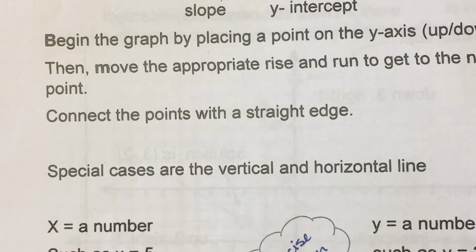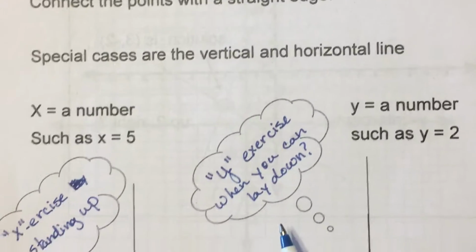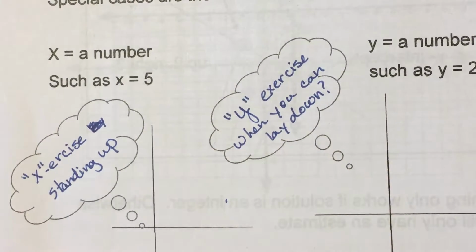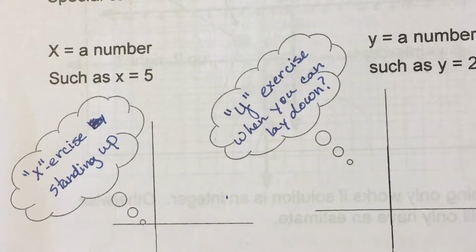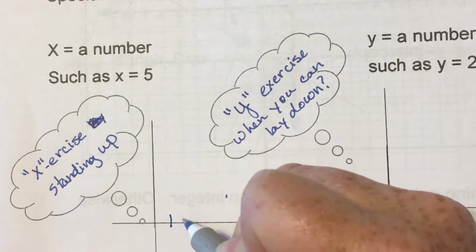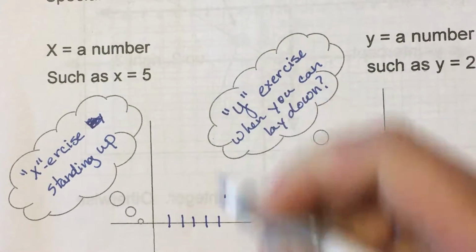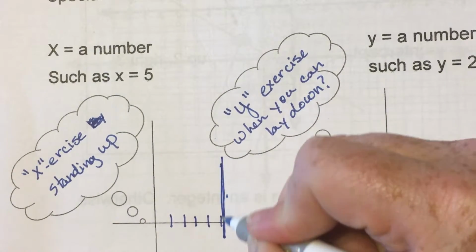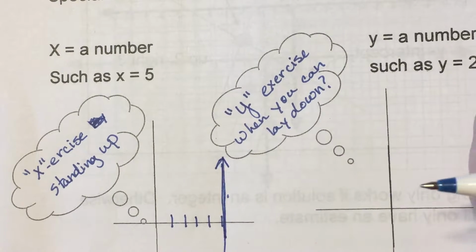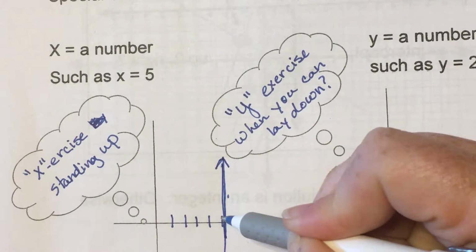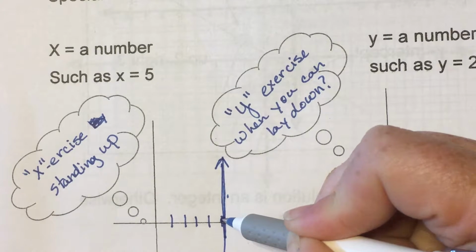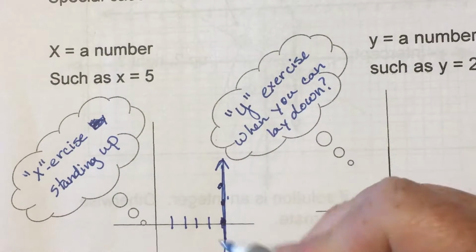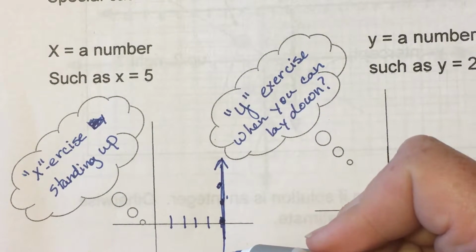But there's some special cases, and I want to talk about those before we go into graphing and finding solutions. If you have x as a number, such as x equals 5, you're going to want to graph where x equals 5. So I go where x equals 5, 1, 2, 3, 4, 5, and I'm just going to draw a vertical line right through there. What that tells me is that everywhere on here, the x is 5. So 5, 0 here, 5, 1 here, 5, 2 here, etc. So everywhere on this vertical line, x is 5.